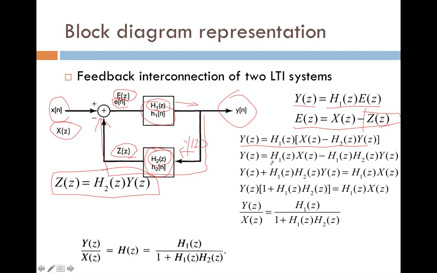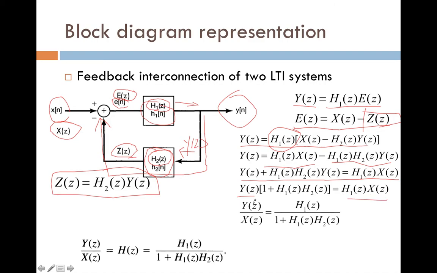Now we are going to multiply h1 of z inside the bracket. You will get h1 of z into x of z minus h1 of z into h2 of z into y of z. Now we are going to separate y of z and x of z. When you are separating, I will get this equation, and by taking y of z outside, I will get y of z into 1 plus h1 of z into h2 of z is equal to h1 of z into x of z.